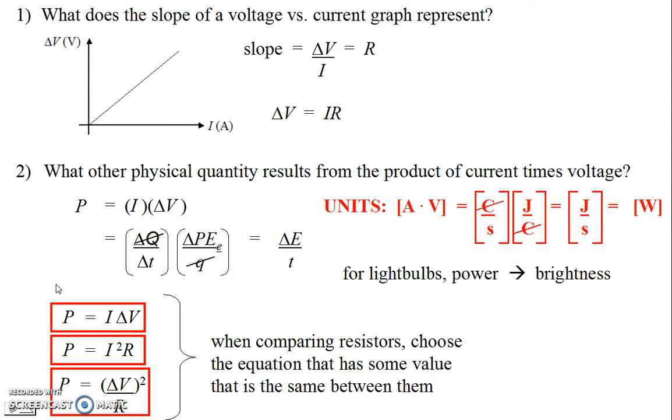Or maybe in a different arrangement, the current is going to be the same, so you pick one of these equations that has current in it. This way, it sort of eliminates one of the variables. It just keeps that constant, and you can see how the other two variables change around it. Otherwise, as I mentioned, you can really get lost in the algebra and lost in the logic, trying to figure out which is the more powerful resistor or which one gives off more light if it's a light bulb. And so this is a nice little shortcut for figuring out which equation to use.